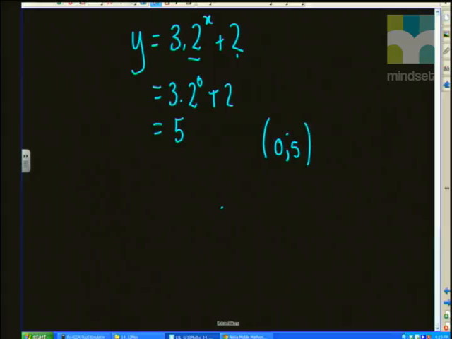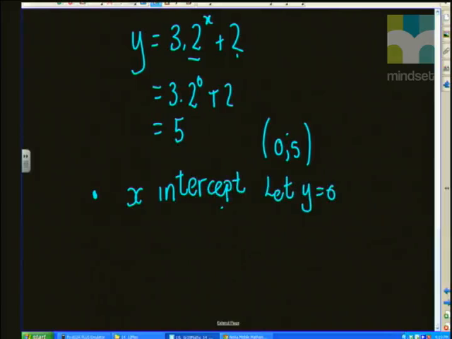All right. Now many of you have already done exponential graphs, so you know that there's no point in going on to find the x-intercept, but I'm going to show you anyway. To find the x-intercept of this specific graph, you should know it does not exist. But let's go through it. So for the x-intercept, we let y equal 0, so we get 0 is equal to 3 times 2 to the power of x plus 2.